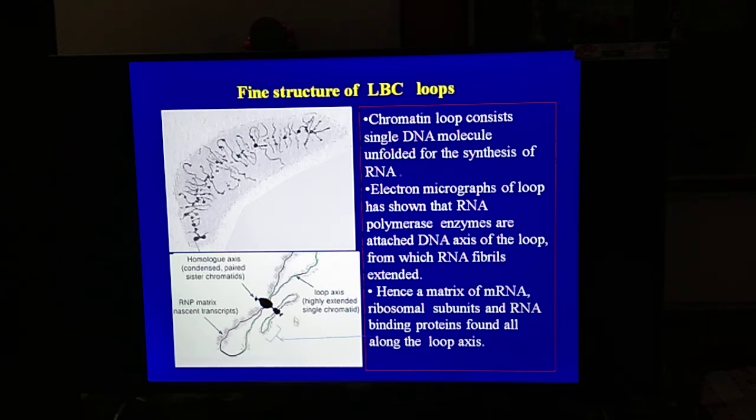Chromatin loop consists of a single DNA molecule unfolded for the synthesis of RNA. Electron micrograph of loop has shown that RNA polymerase enzymes are attached to the DNA axis of the loop from which RNA fibrils extend. Hence, this matrix of mRNA, ribosomal subunits and RNA binding proteins are found all along the loop axis.